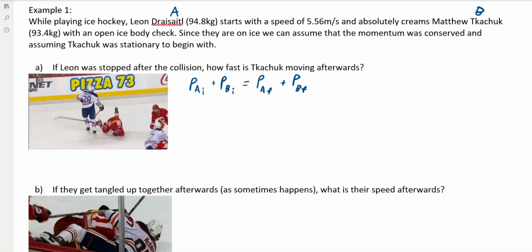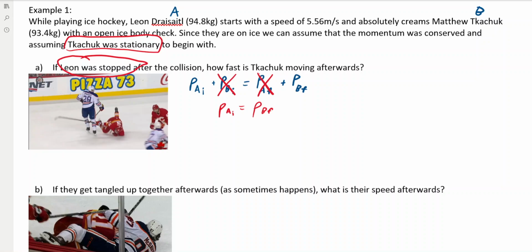First of all, Tkachuk was stationary to begin with, meaning his velocity is 0, therefore his momentum is 0. This is 0. Also, Leon is stopped after the collision. That is 0. So with those two things in mind, it's going to be PAI equals PBF. So that's now our new equation.